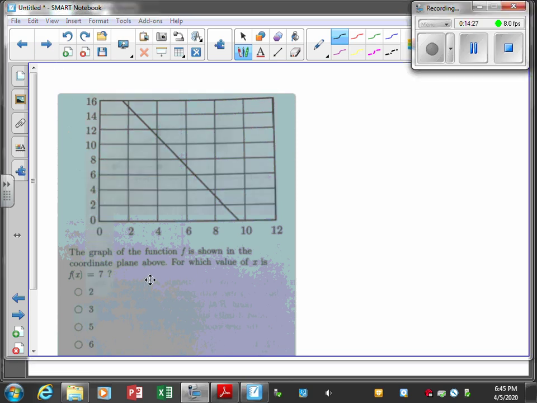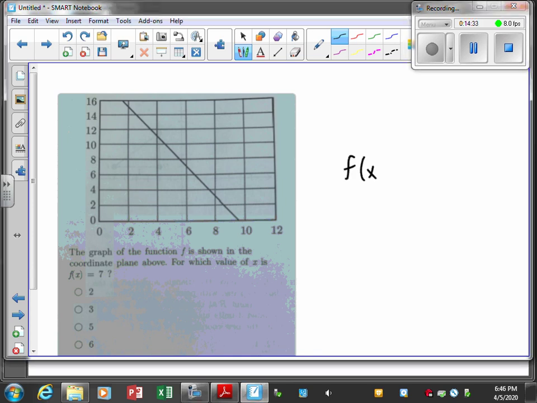The graph shows the coordinate plane. For which value of x is f of x equal to 7? First of all, function notation is simply f of x is equal to y. And if they tell you in this particular case f of x is equal to 7, they're just asking you, when y is 7, what is x?